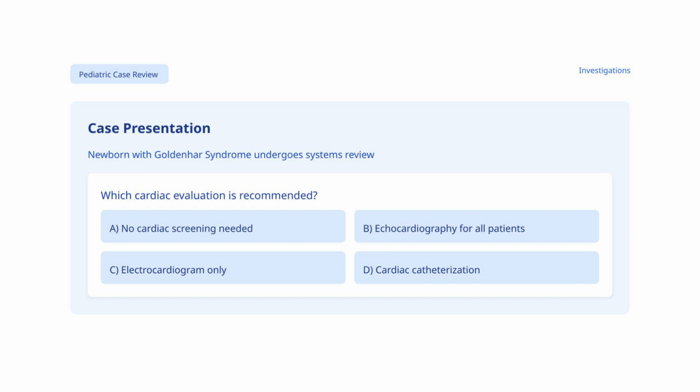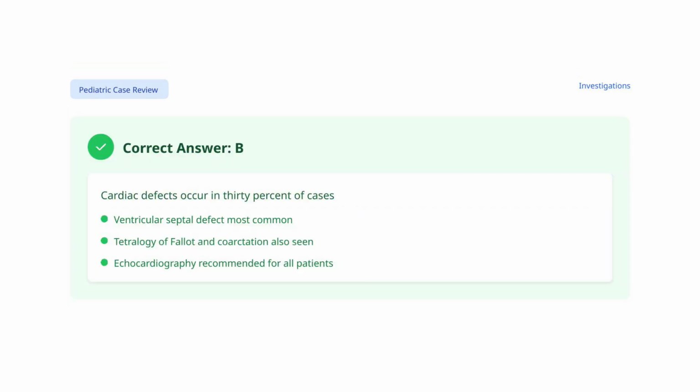The question asks, which cardiac evaluation is recommended for these patients? Option A, no cardiac screening needed. Option B, echocardiography for all patients. Option C, electrocardiogram only. Option D, cardiac catheterization. Consider associated anomalies. The correct answer is B.